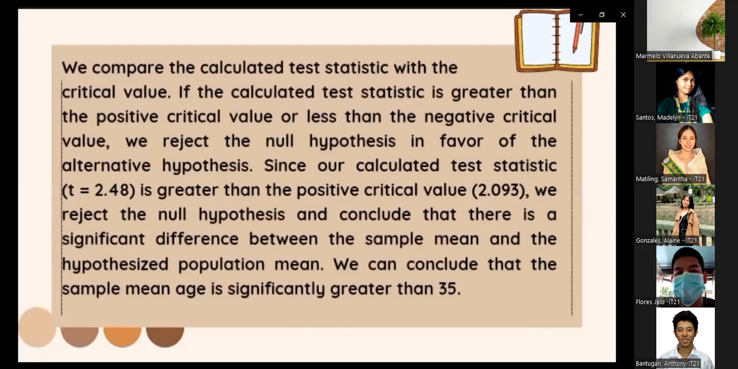We compare the calculated test statistic with the critical value. If the calculated test statistic is greater than the positive critical value or less than the negative critical value, we reject the null hypothesis in favor of the alternative hypothesis. Since our calculated test statistic t equals 2.48 is greater than the positive critical value of 2.093, we reject the null hypothesis and conclude that there is a significant difference between the sample mean and the hypothesized population mean. We can conclude that the sample mean age is significantly greater than 35.